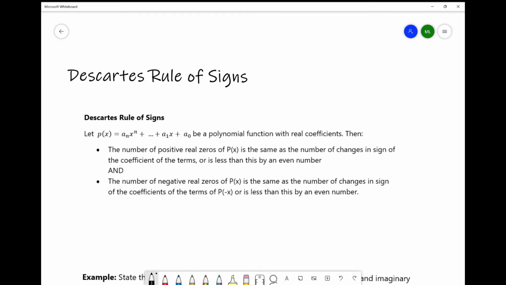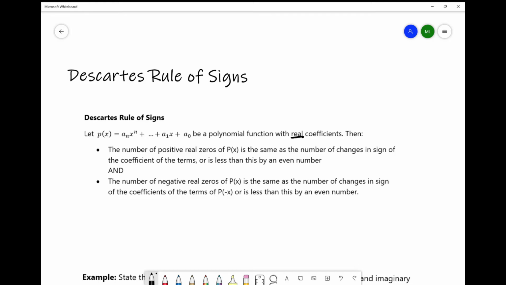It says we have a polynomial with real coefficients. That's the key word here. The number of positive real zeros of this polynomial is the same as the number of changes in sign of the coefficients of the terms, or is less than this by an even number.